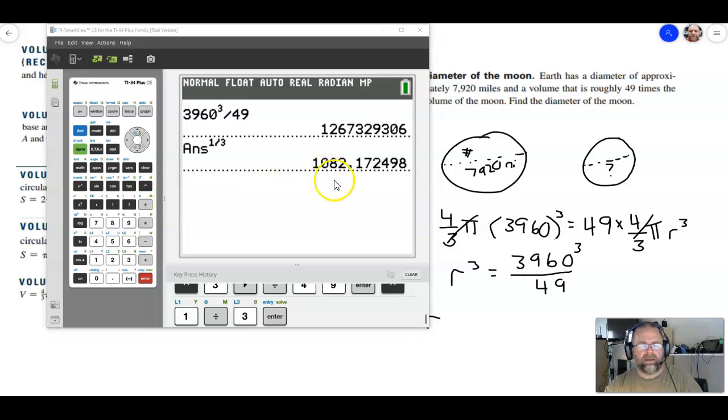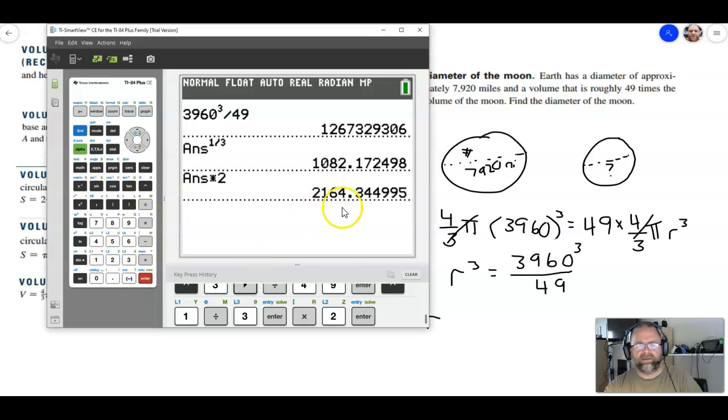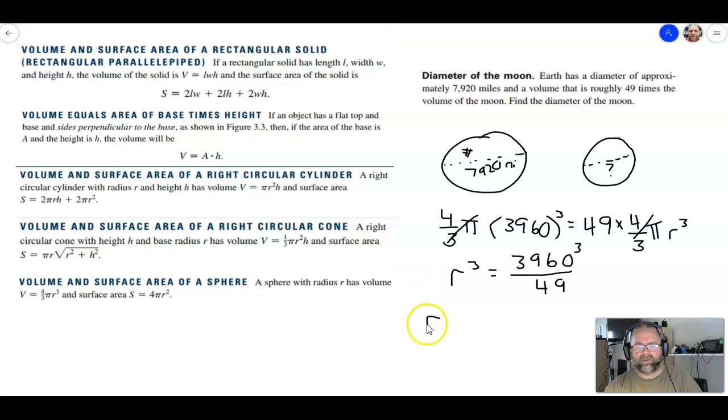Since that's the radius, I just need to double it to get the diameter. So times 2, and I'm going to get about 2,164. The diameter is approximately equal to 2,164 miles. And this would be the diameter of the moon. So that was a lovely one.